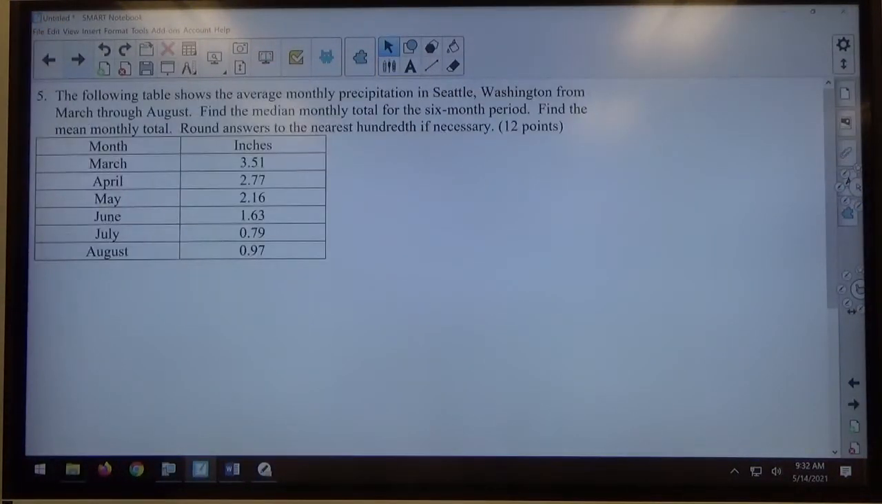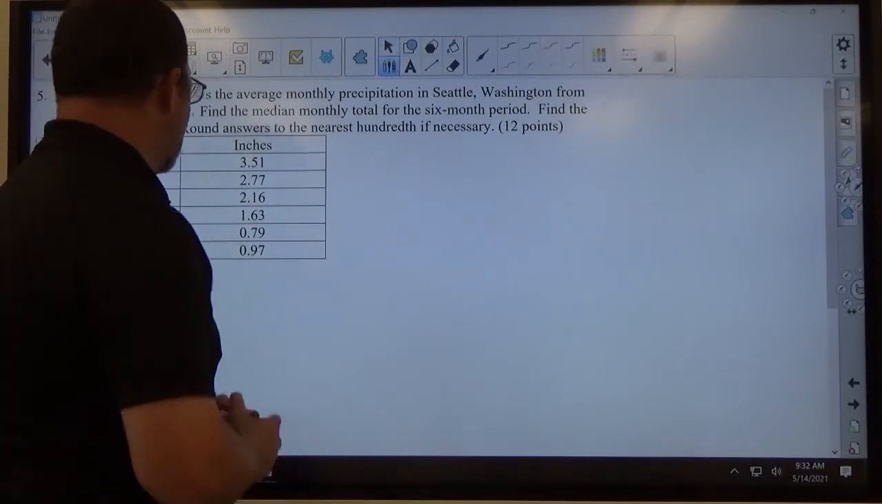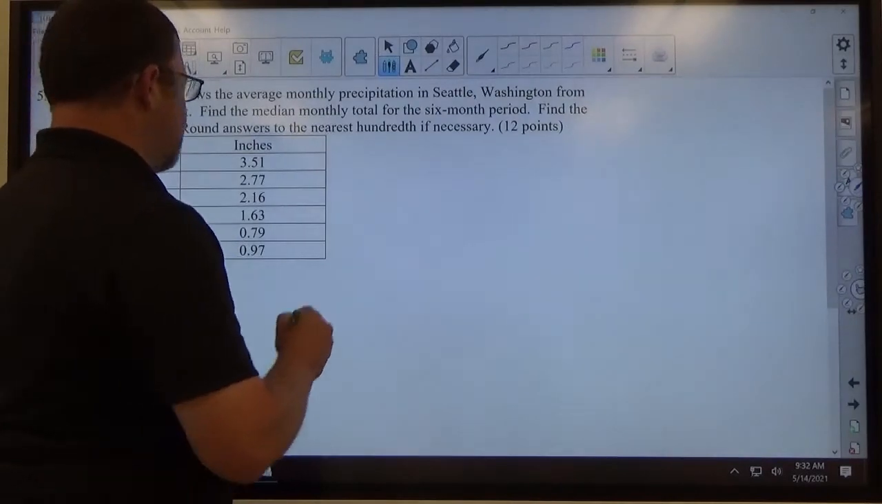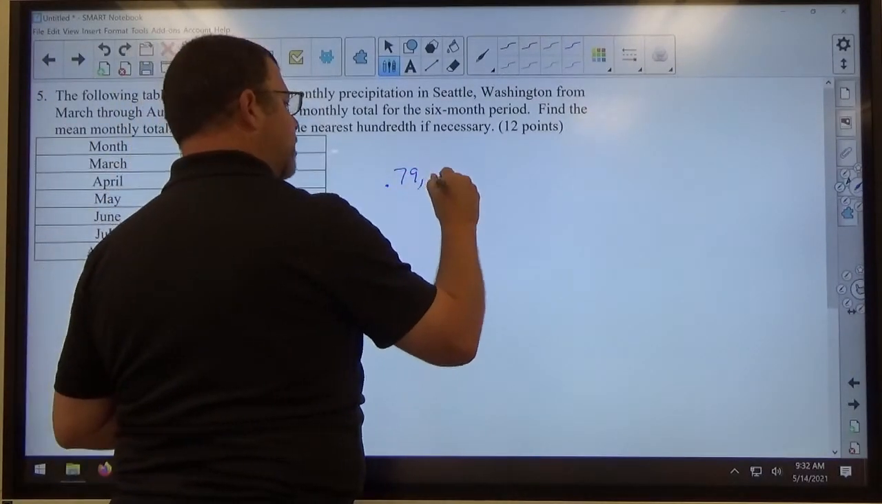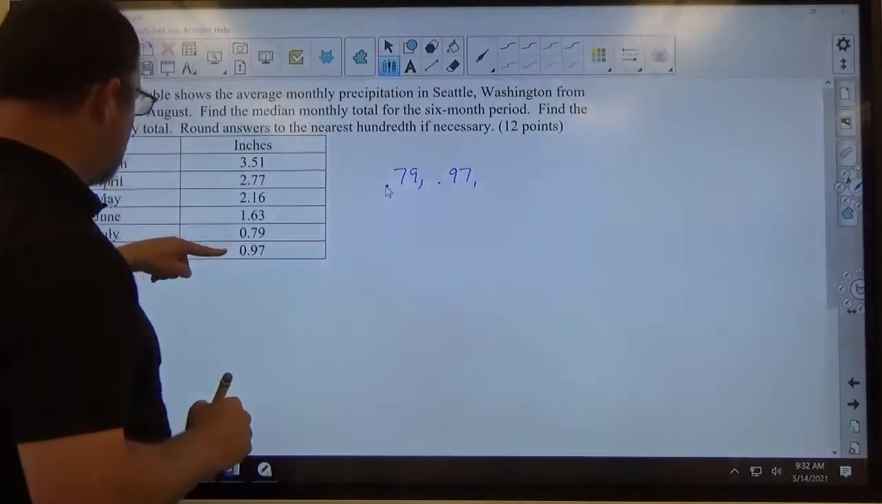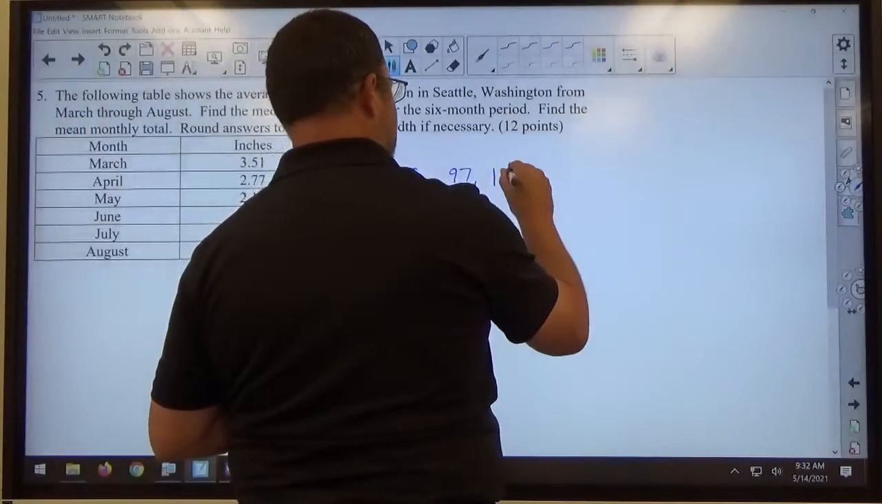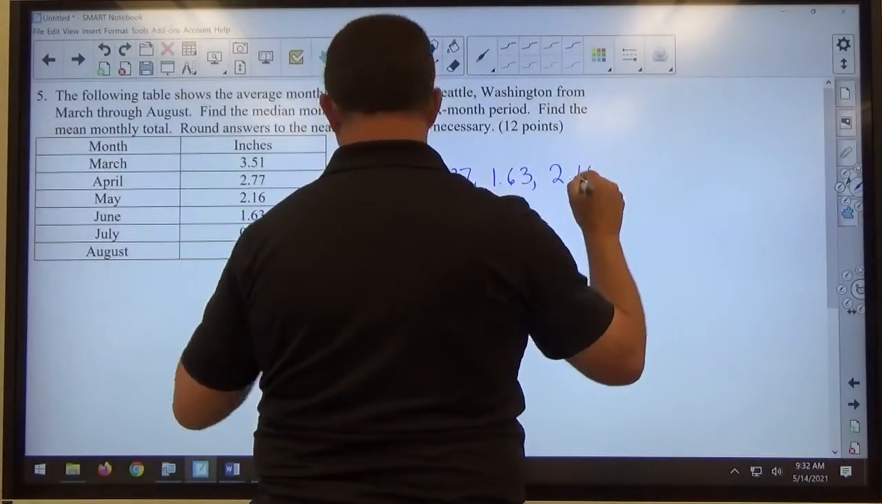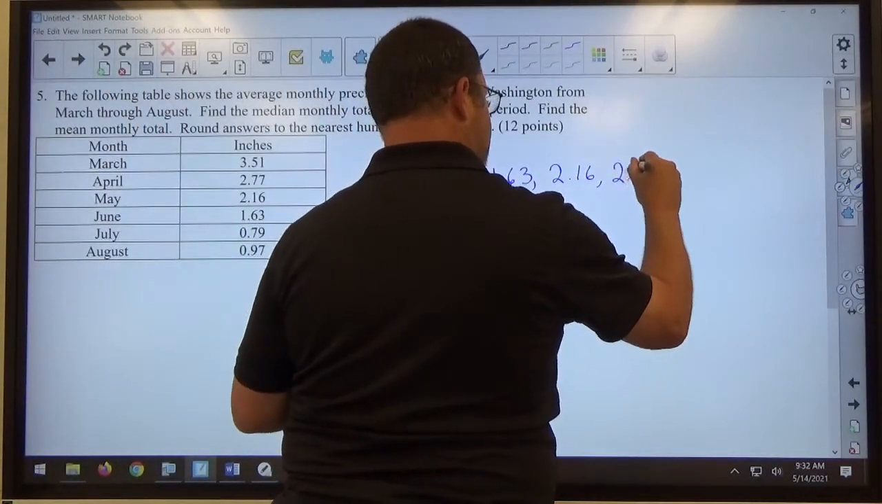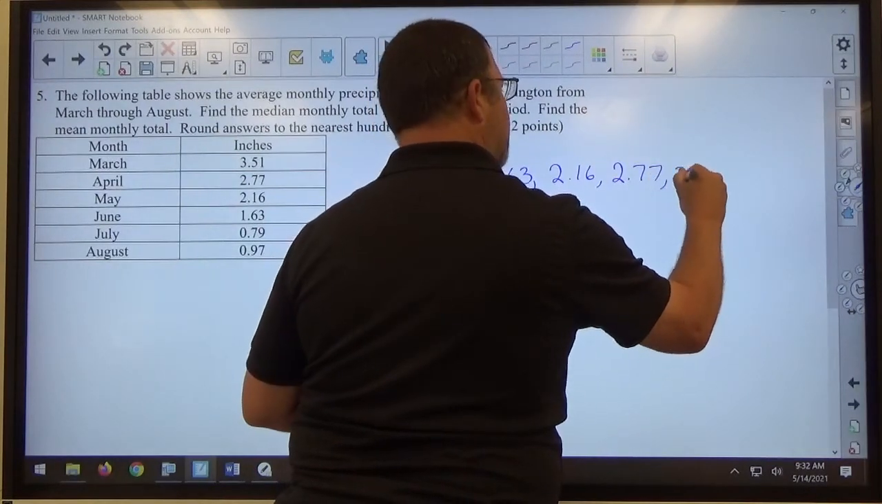Number 5. The following table shows the average monthly precipitation in Seattle, Washington from March through August. Find the median monthly total for the 6-month period. So I see the word median, I know I need numerical order. So looking at the numbers, 0.79 is the smallest, 0.97, 1.63, 2.16, 2.77, and 3.51.